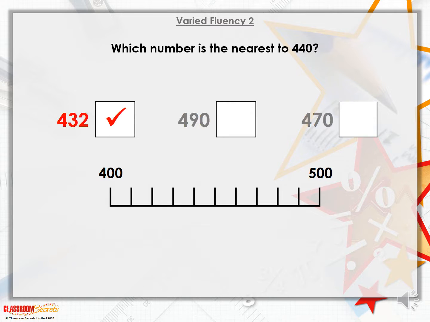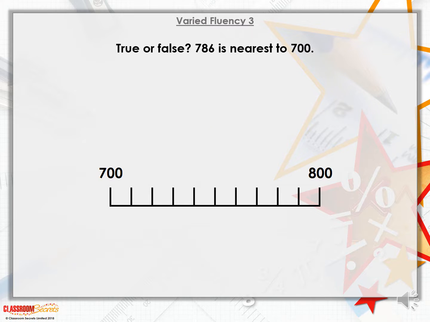Yep, so it's 432, because the tens digit is a 3, isn't it? And the tens digit in 440 is a 4, so I know 3 is closest to 4.